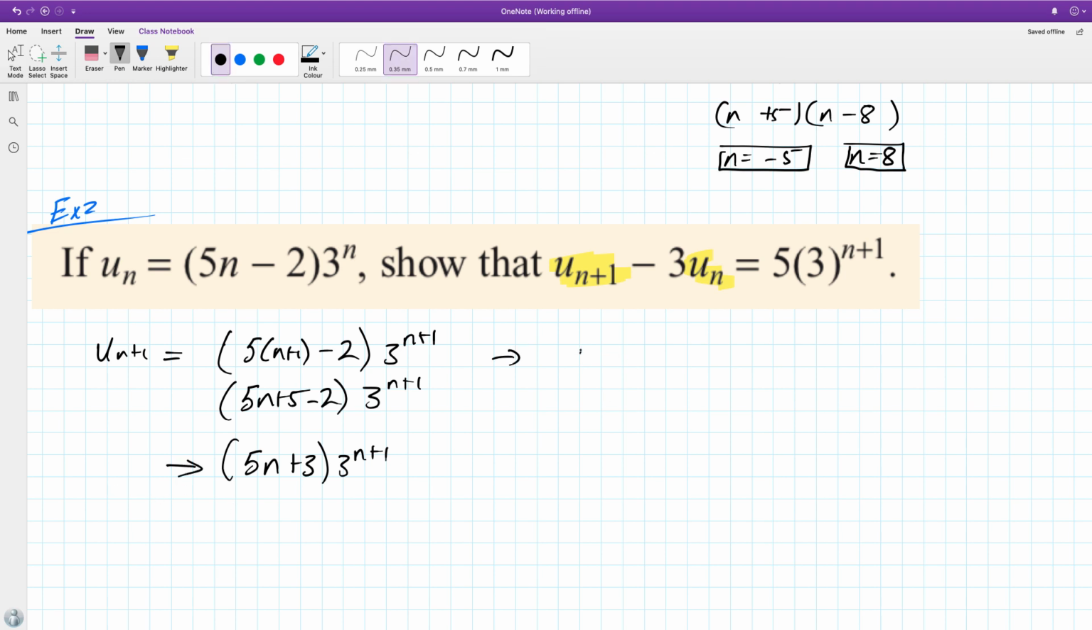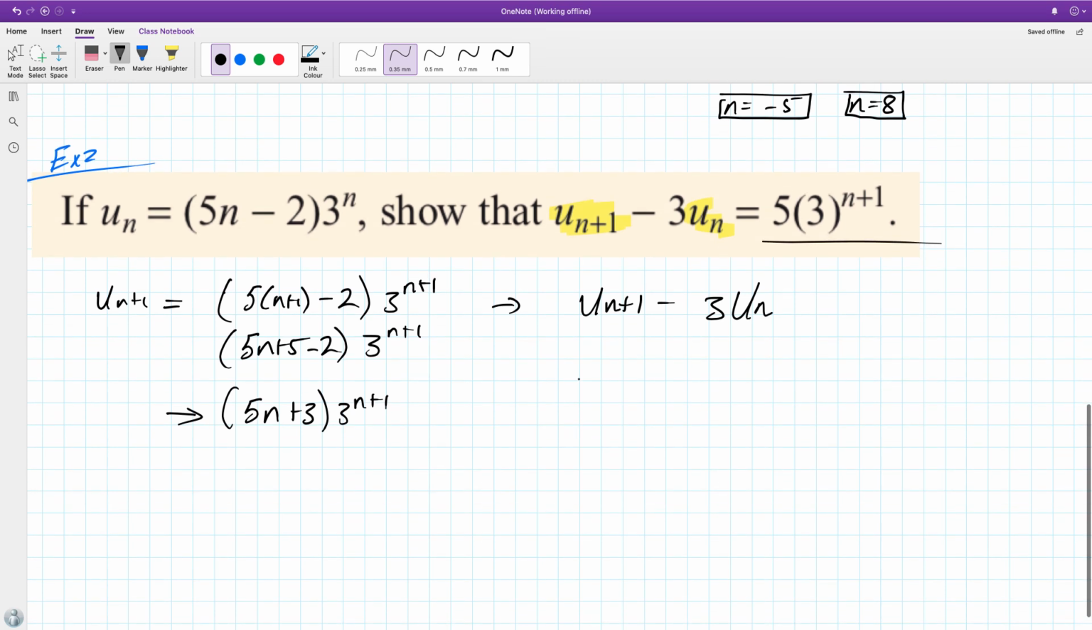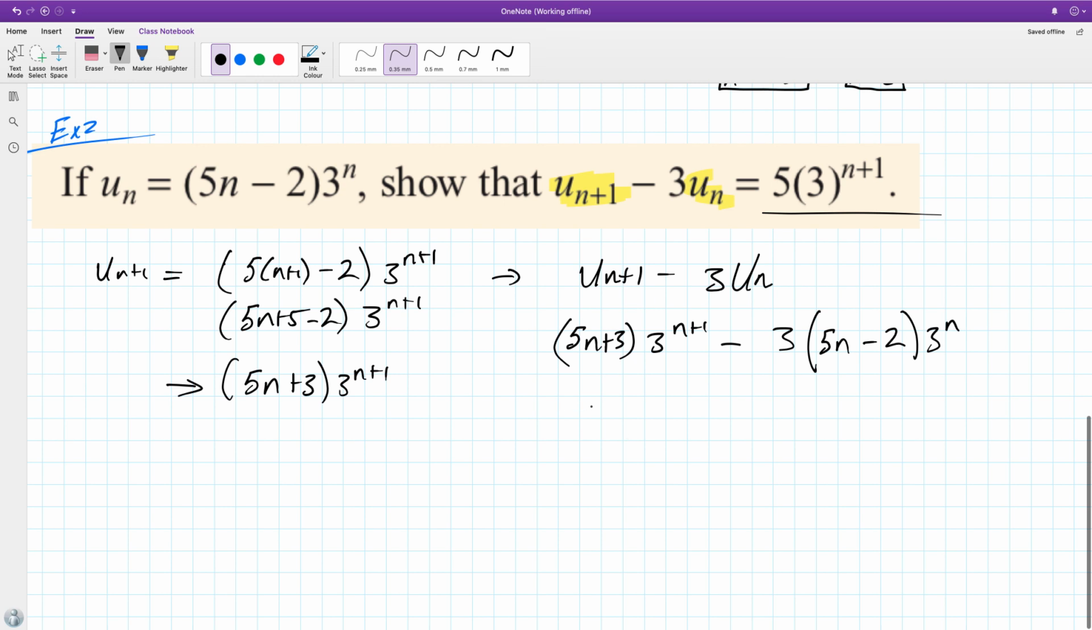So I didn't fill in my sentence. u(n+1) minus 3 times u(n), and I want to end up with that answer. So that's u(n+1), which is 5n plus 3 by 3 to the power of n plus 1, minus 3 times 5n minus 2 by 3 to the power of n. Right, let's simplify this over here on the right a bit. That's minus 15n, minus, my minus 6 is plus 6, times 3 to the power of n.